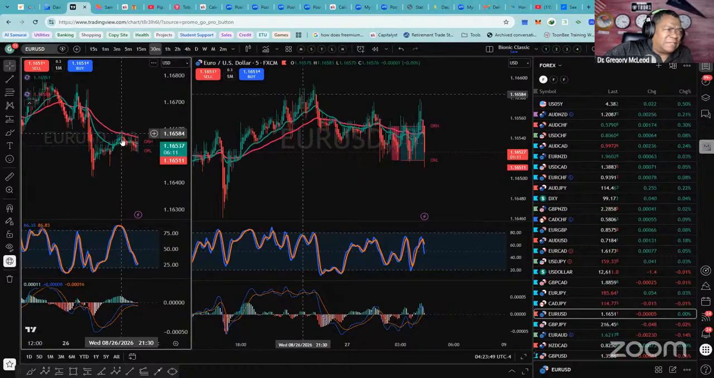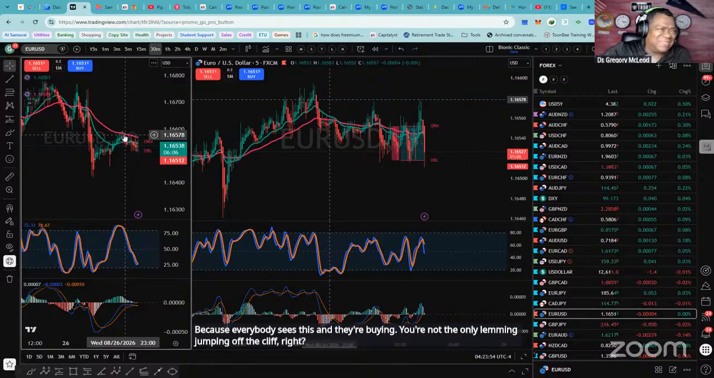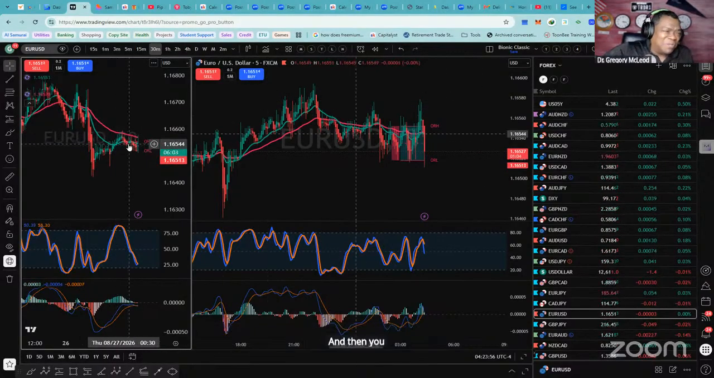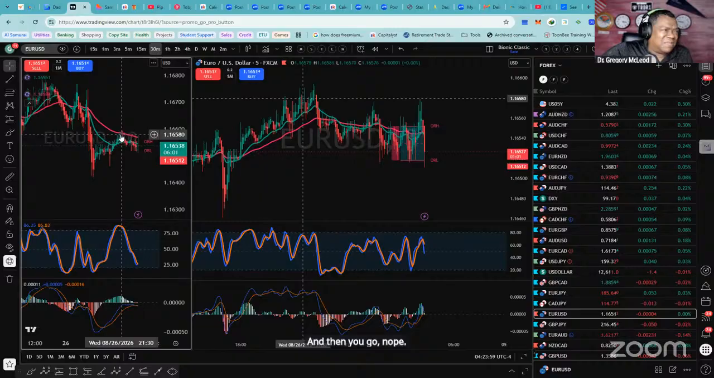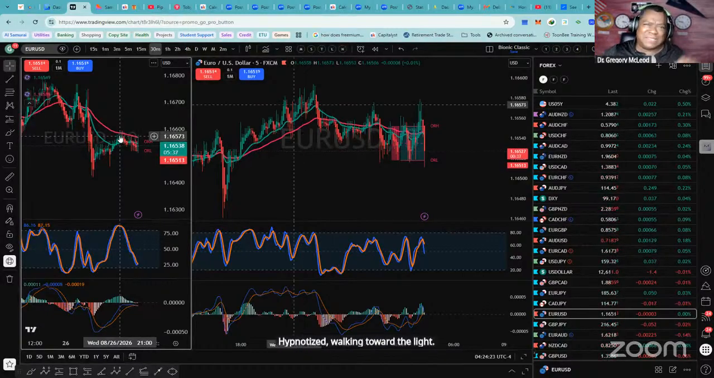Because everybody sees this and they're buying. You're not the only lemming jumping off the cliff, right? And then you go, nope. There was that movie, was it Ants or Insects or something? It was a movie with two moths, and one moth is like, go toward the light, and the other says, no, don't go toward the light, it'll kill you. And it was a bug zapper. They show a little animated cartoon moth, hypnotized, walking toward the light. You hear it sizzle and he just disappears.